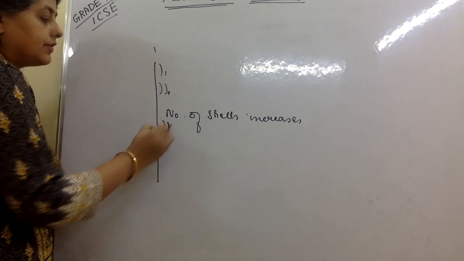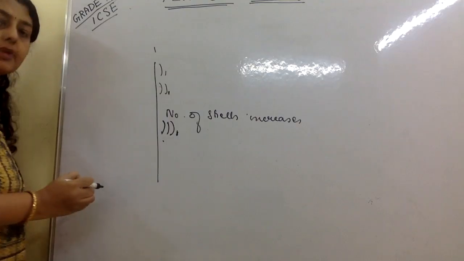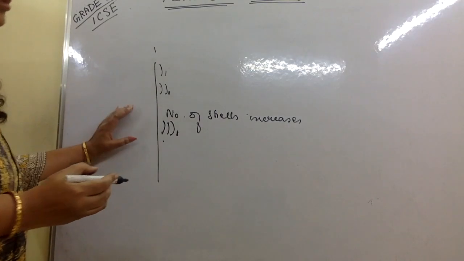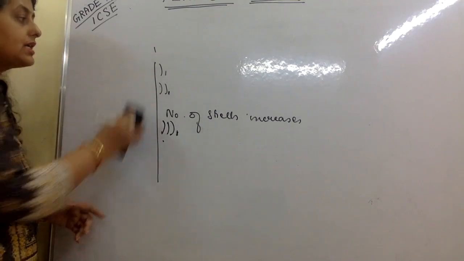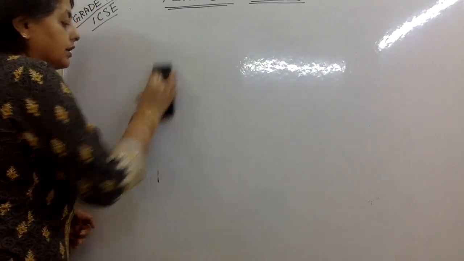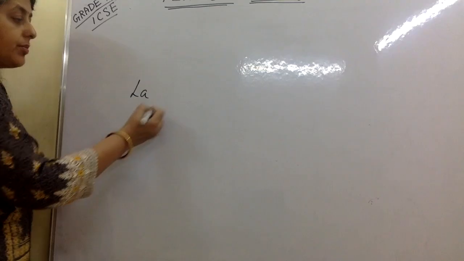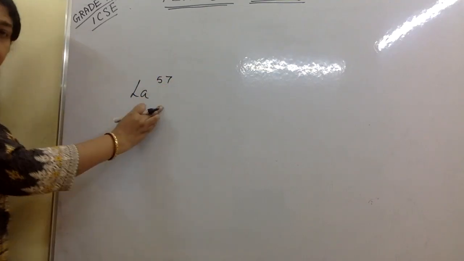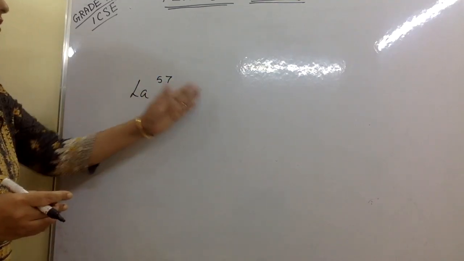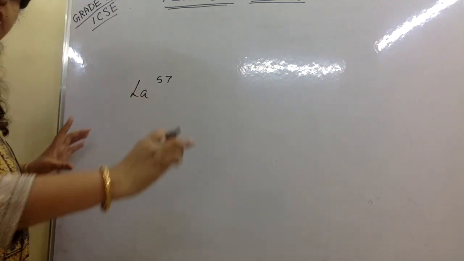Okay, here it can have 3 orbits but the last orbit will have 1. So this is the number of shells increasing in a group as we go down a group. Now apart from that we have two series from atomic number 57, lanthanum. After that goes a series which is given at the bottom of the periodic table.